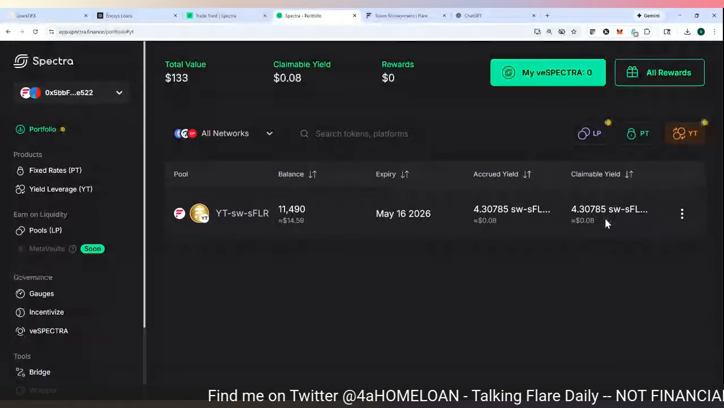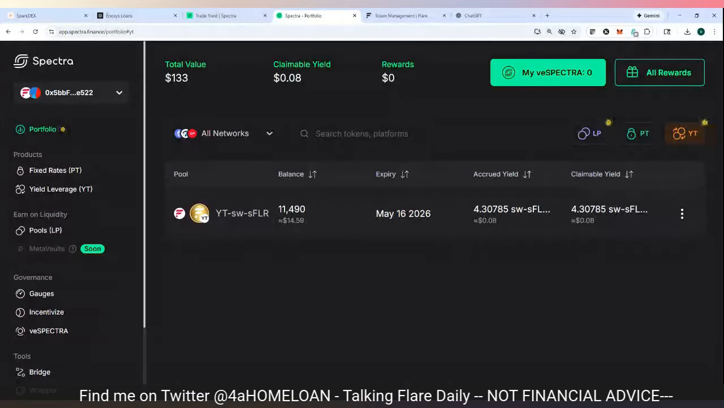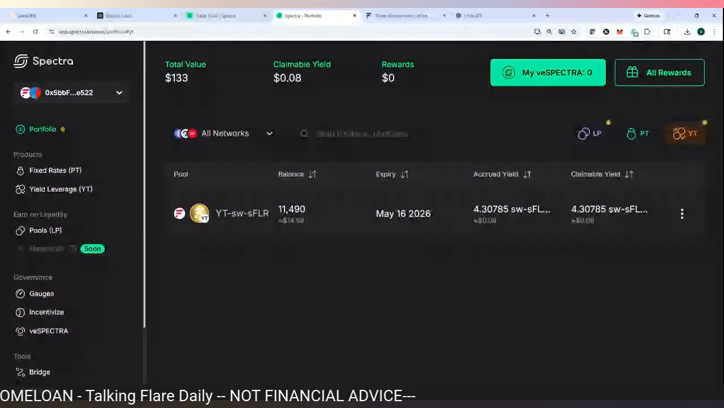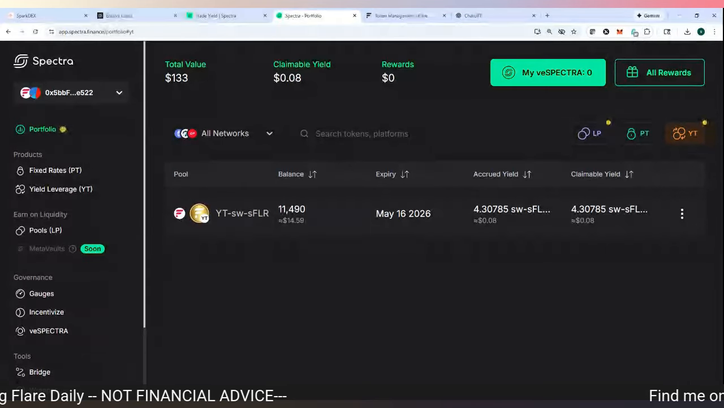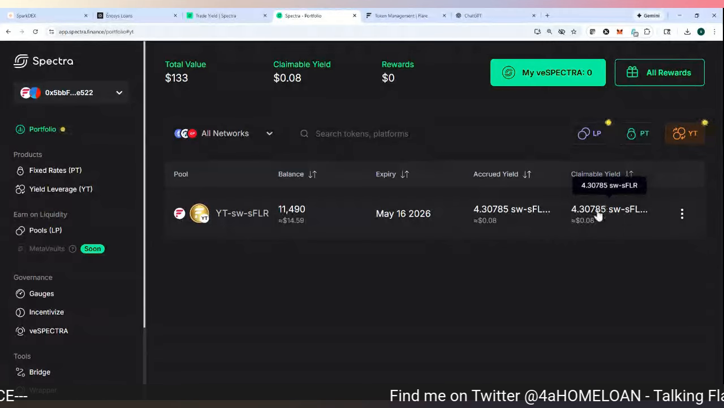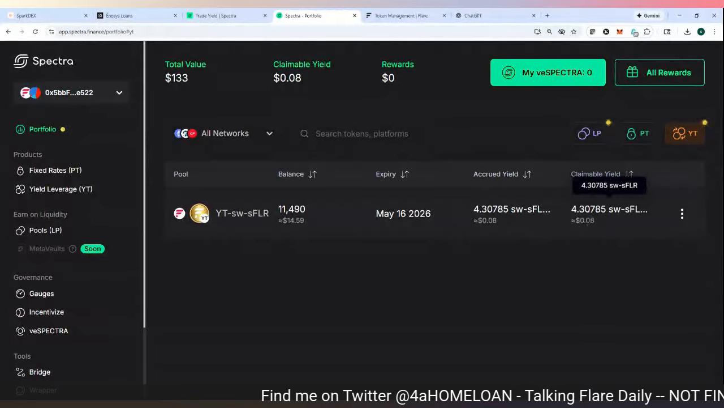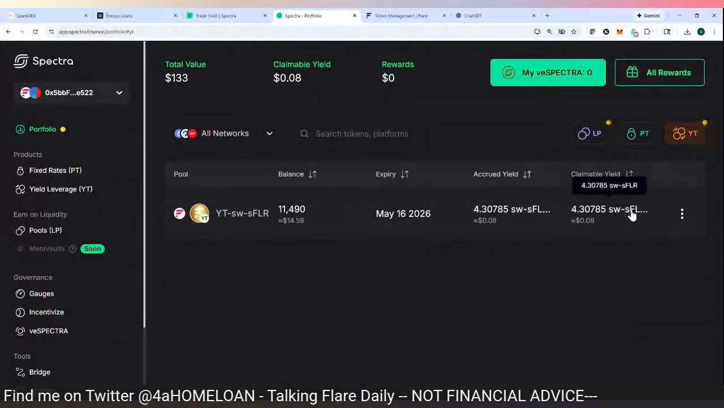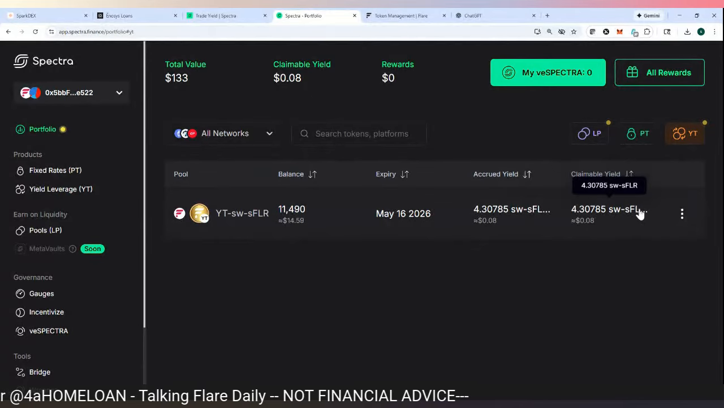Because what I'm doing is I'm taking my wrap flare, my sFLR, I'm buying a yield token, sFLR yield trading token. I'm buying that. I know it's going to come with a certain amount of interest. I can claim that yield at any time. So right now I've got 4 of these yield trading sFLR tokens that I can claim.